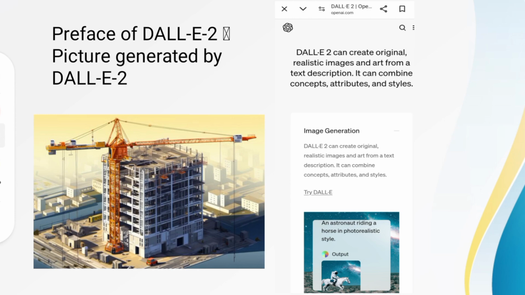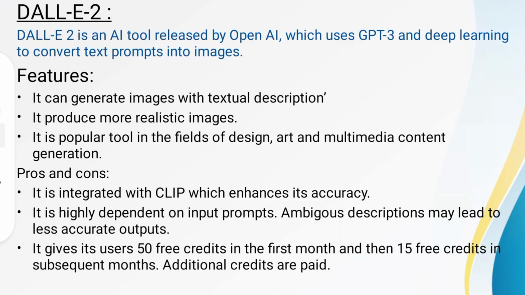This is the preface of Generate DALL-E 2, and a picture is also shown of DALL-E during the building construction process. There are pros and cons of DALL-E. It is integrated with CLIP, which enhances its accuracy. It is highly dependent on input prompts. Ambiguous descriptions may lead to less accurate outputs. It gives its users 50 free credits in the first month and then 15 in the subsequent months. But for more credits, you need to have subscriptions that are paid.